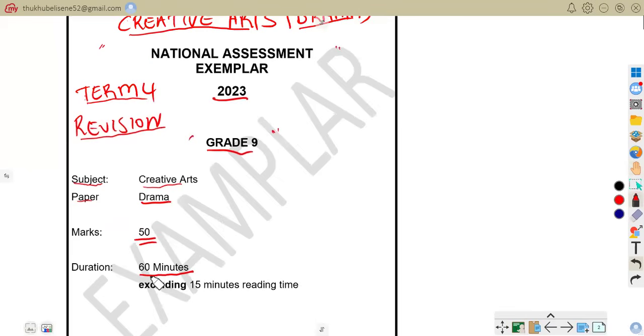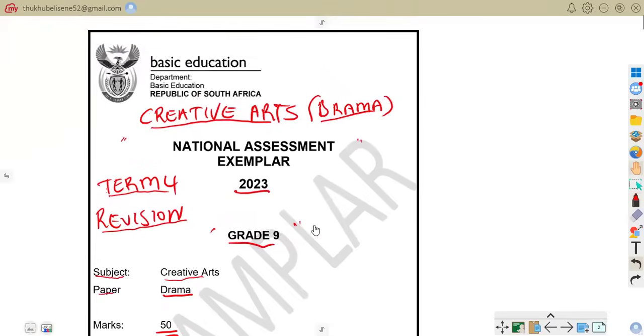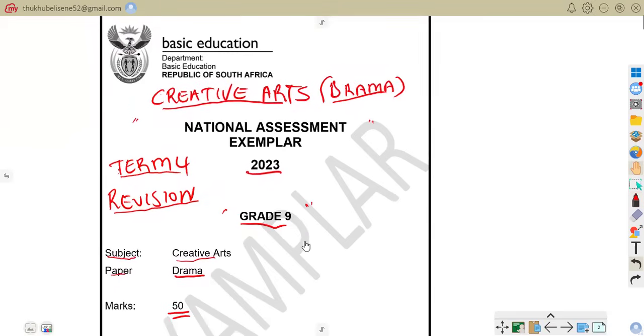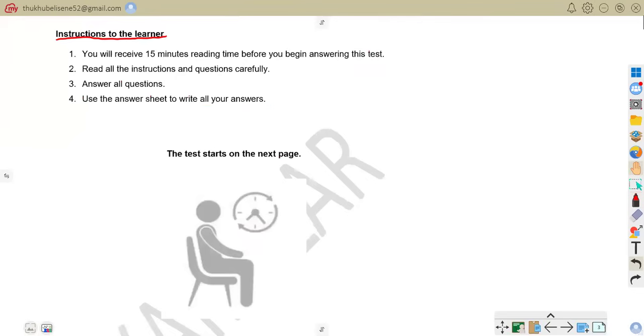So you are to take 60 minutes to write this paper, excluding the 15 minutes of reading time. So grade 9s, make sure that we are going to read together from the start of this presentation to the end. And make sure that you're going to share with others as we are preparing for our final exams so that we are going to do very well in our examination. Without wasting much time, let me quickly go to the instructions.